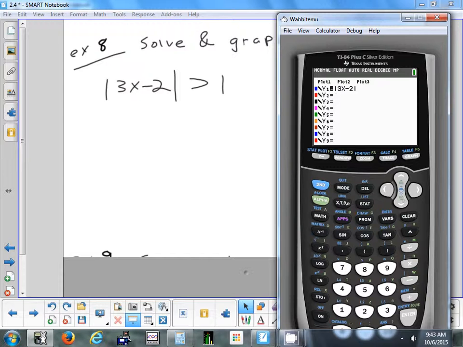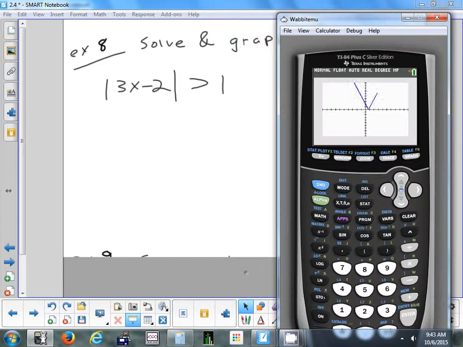Now I have two choices for how I could do this. I could use method 1, which is to get everything on one side and 0 on the other, or just leave it the way it is. Put what's on the left in y1, put what's on the right in y2, and the colors will make this easy to see. You're looking for where the blue graph is above the red graph.